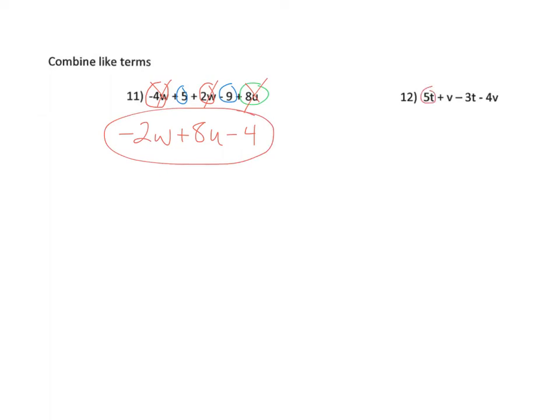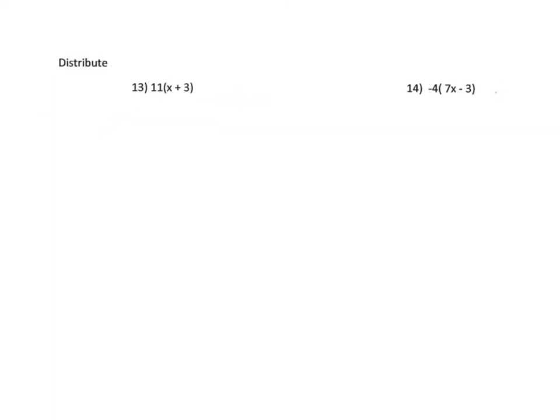Number 15, I've got a 5t, a negative 3t, I've got a positive v, and a negative 4v. So 5t minus 3t is going to be 2t. Negative 4v plus v is going to be negative 3v. And that's what we have for combining like terms.